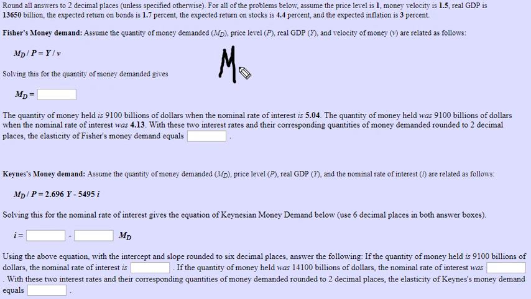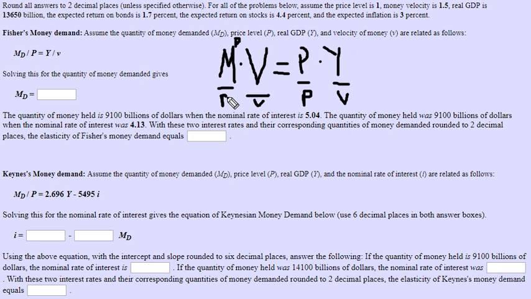The equation of exchange is money stock times velocity equals the price level times real GDP. And all we do to get the money demand equation is we add a D here. We divide both sides by velocity. We divide both sides by the price level. And what we're left with is what I call Fisher's money demand. This over here is real money balances.